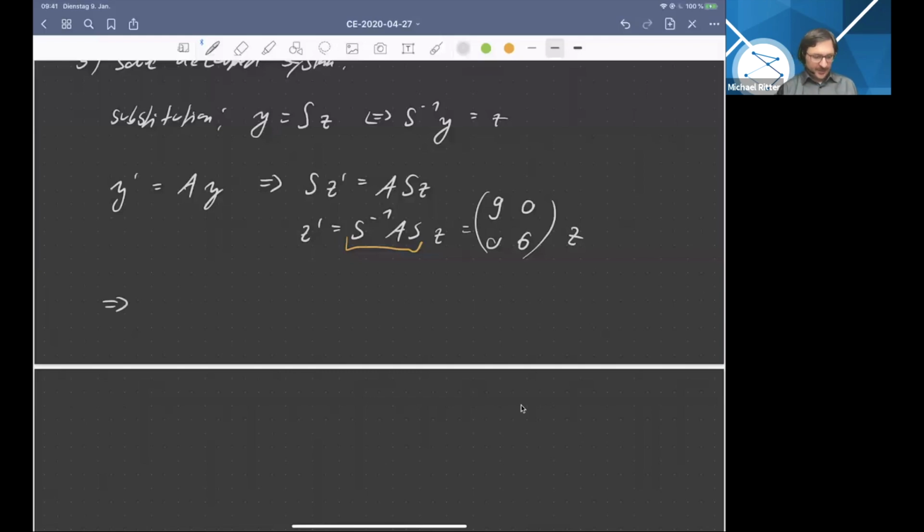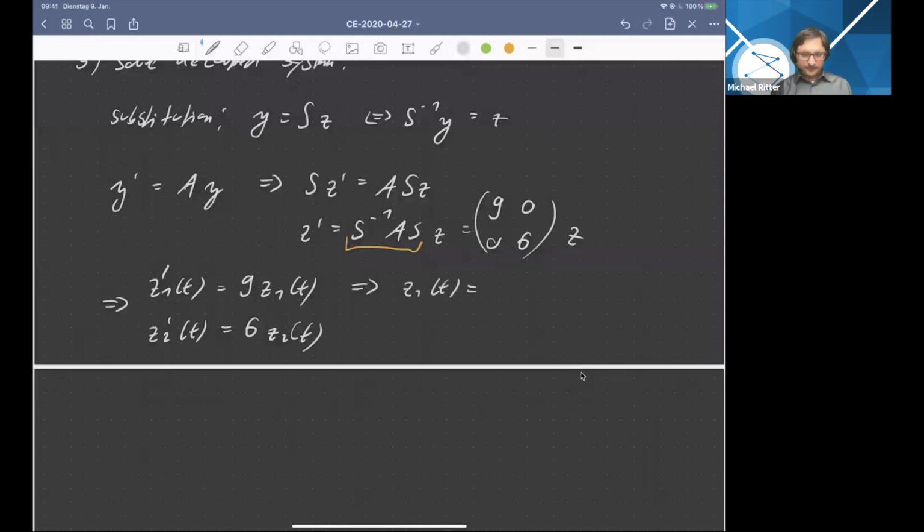Okay, so we've decoupled the system, which means we get basically two differential equations that are not related to each other anymore. The first one is the first row of that system, z1 prime of t equals 9 z1 of t. And the second is z2 prime of t equals 6 z2 of t. And we can easily solve these. We did that in the first couple of videos in the first week.